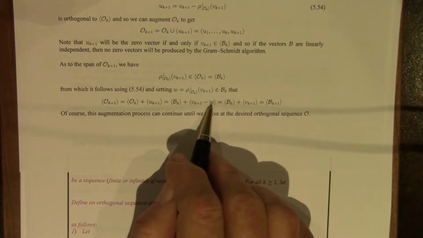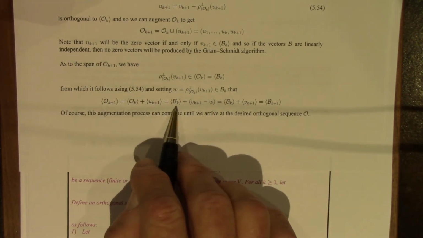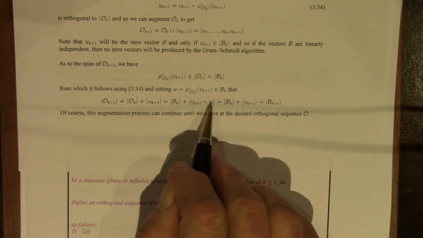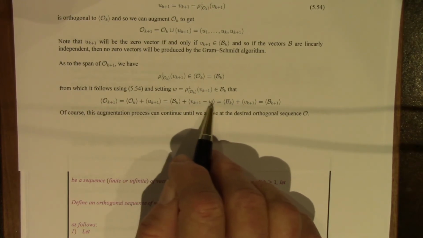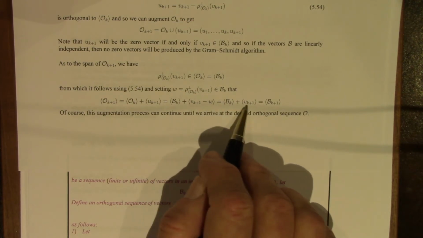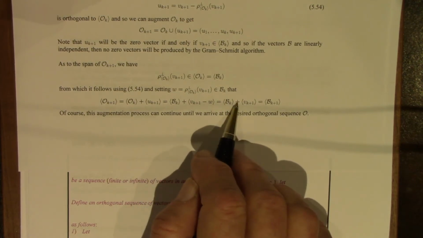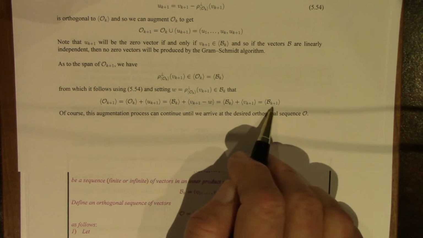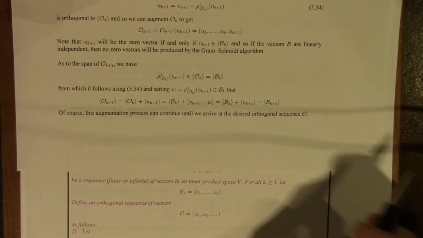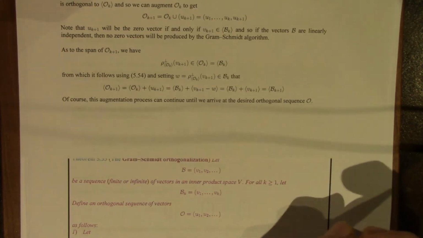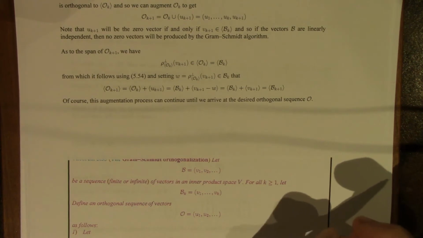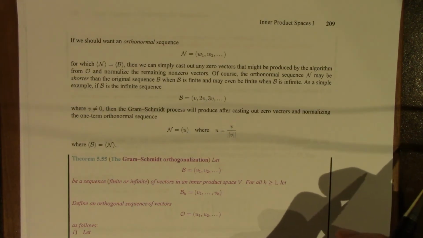But the fact that w belongs to this subspace allows us to basically drop the w here and write this. And I'll let you think about that. And that is the span of B_{k+1}. So the new running spans, the k plus first running spans, are also the same. And of course we just continue this process.